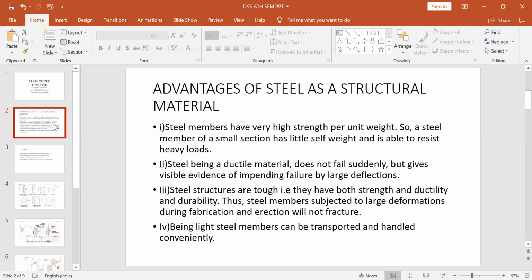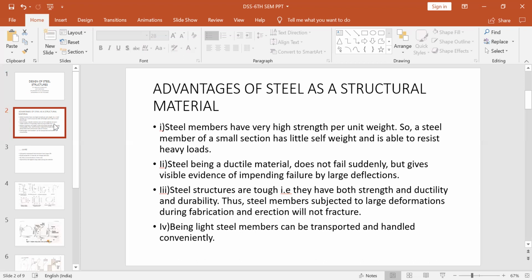Deformation means deflection here. So by the time it deflects, it gives large deflection, it will give you visible evidence. Like if concrete fails, it will fail suddenly. But for steel to reach that stage of failure, it will give you some time to notice the evidence of failure.